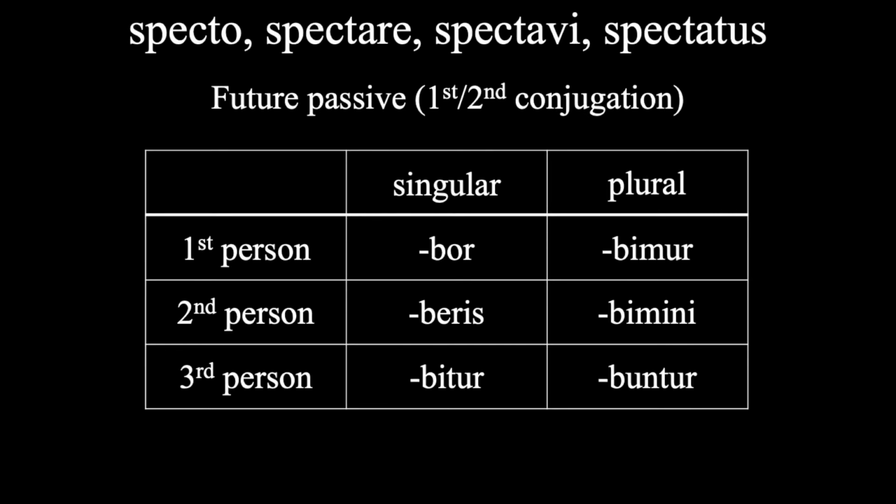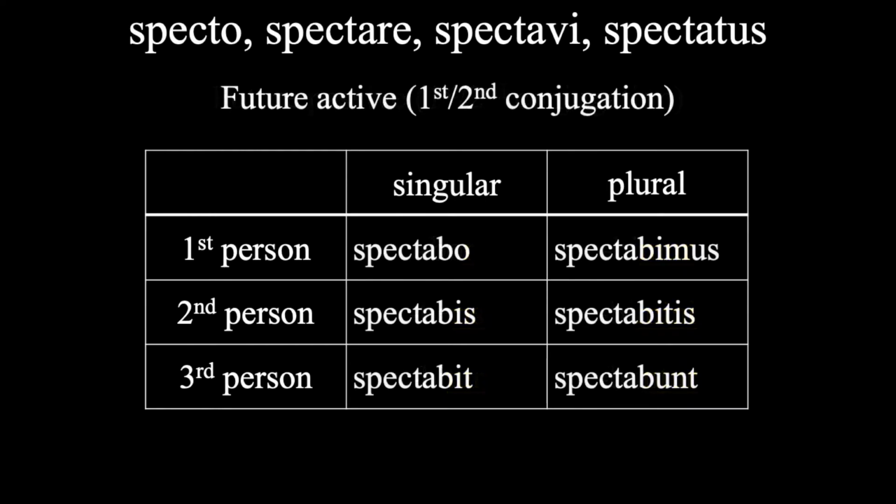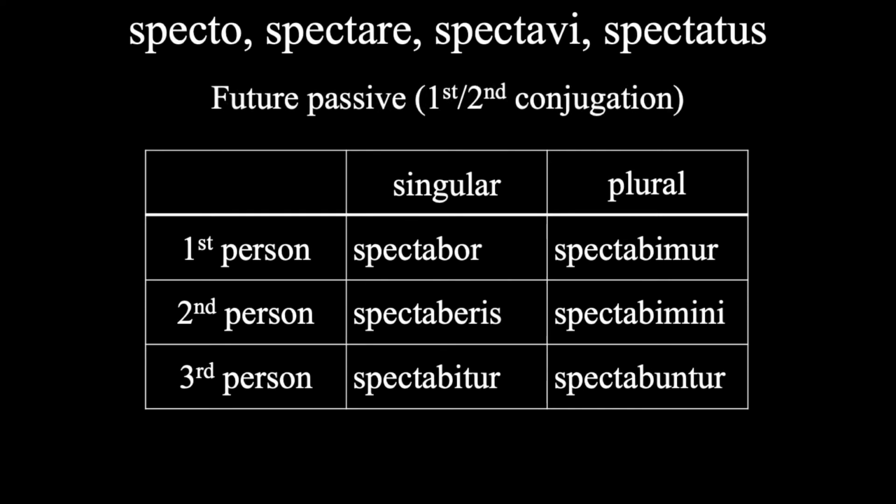All right, so if we take a look at these, it has that bo, bi, and bu in it, just like before, except the second singular, which has an e instead. It also has the same basic passive endings that we have seen in present and imperfect already. So we just need to take this future active form of spectare and change the endings to this: spectabor, spectaberis, spectabitur, and so forth. And that's it.